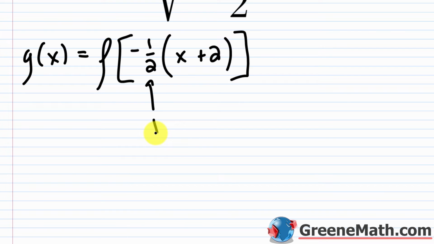So the negative part is giving me a horizontal reflection. So that's a reflection across the y-axis. And then the 2 part, that's giving me a horizontal stretch by a factor of 2. Again, I know it's counterintuitive because you're seeing the -1/2, but again, you have to undo that. So you multiply by -2.